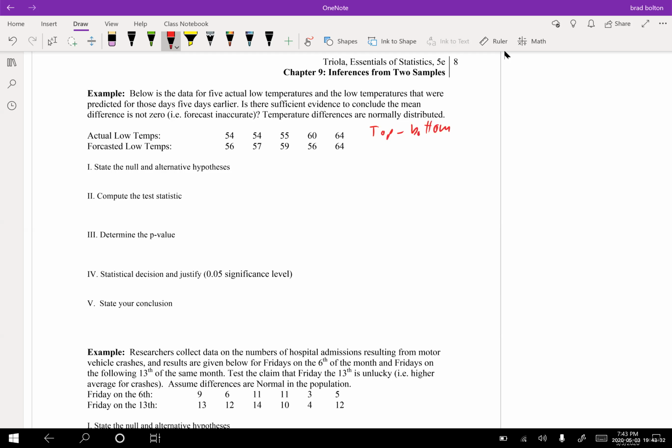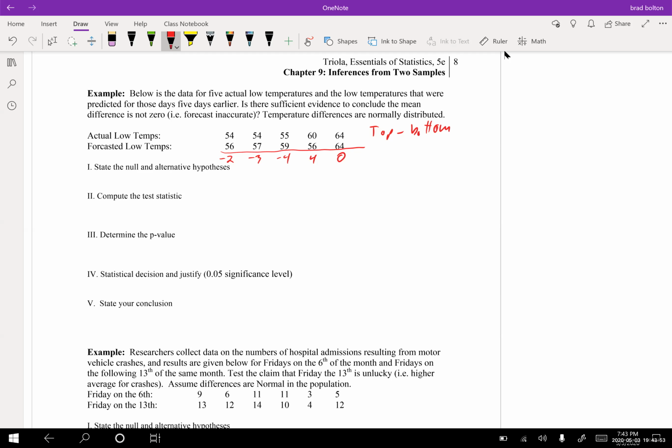So the first thing we need to do is subtract all of these numbers. So I'm going to do 54 minus 56. That's going to be -2. I'm going to do 54 minus 57. That's going to be -3. I'm going to do 55 minus this. This will be -4. This will be 4, and this will be 0.